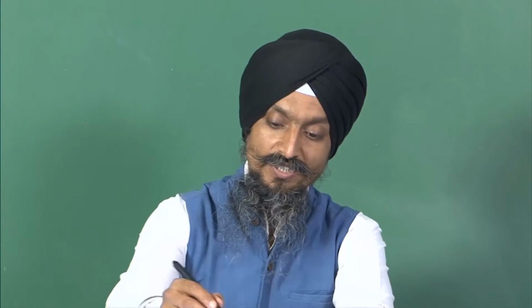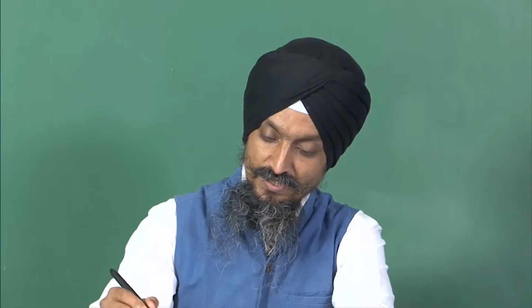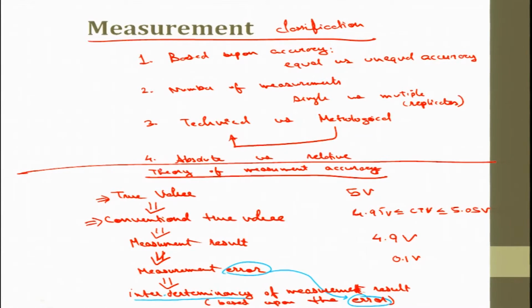Back. So we'll continue the lecture in which we were discussing the measurements. We discussed the measurement classification recently and the theory of measurement accuracy, how the theory is developed, and how we do the calculations. So what are the various ways that the propagation of the calculations goes? It goes like this.